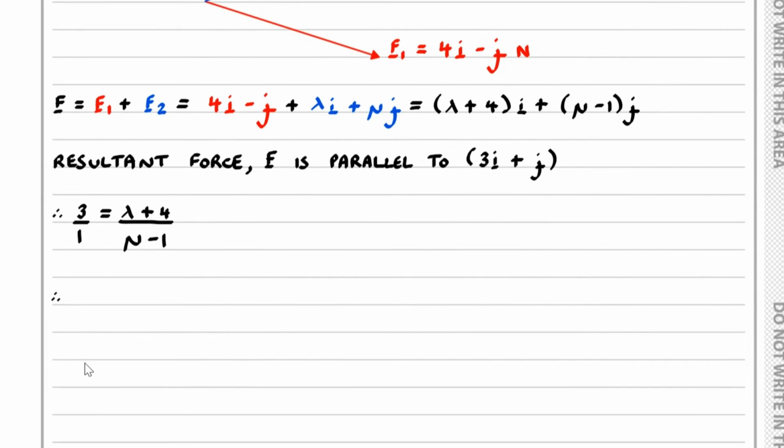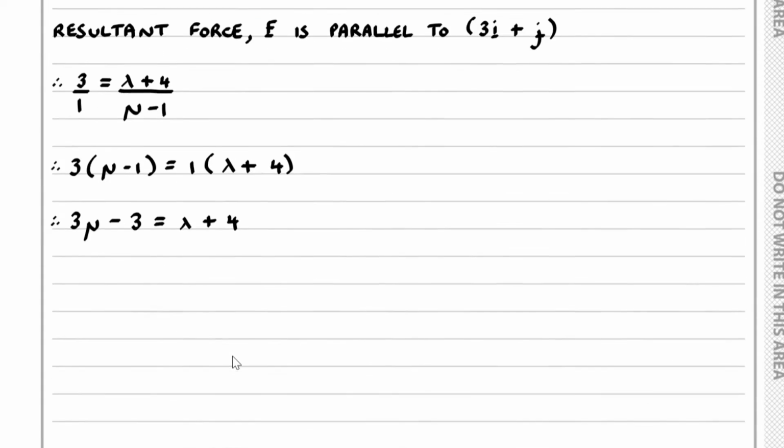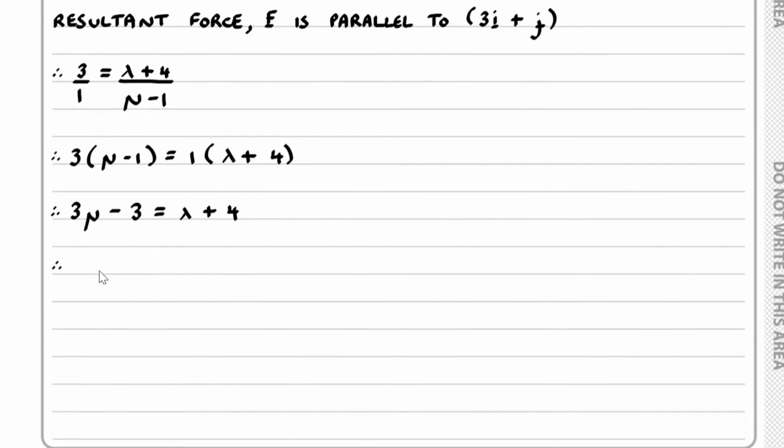And therefore, we have 3 multiplied by (mu minus 1) equals 1 multiplied by (lambda plus 4). So 3 mu minus 3 equals lambda plus 4. And therefore, if we rearrange, we can see that lambda minus 3 mu plus 7 equals 0.